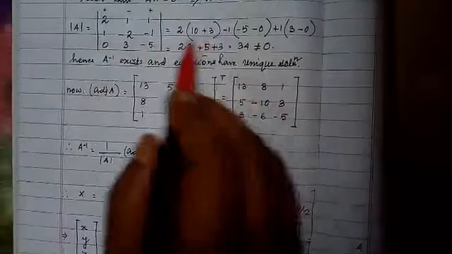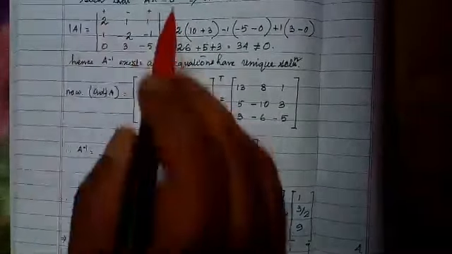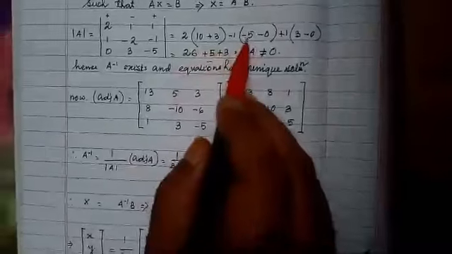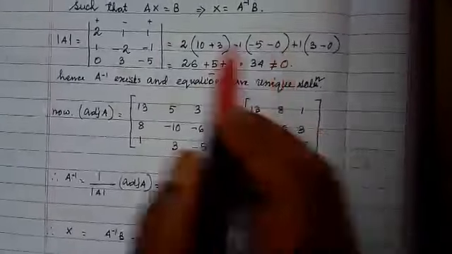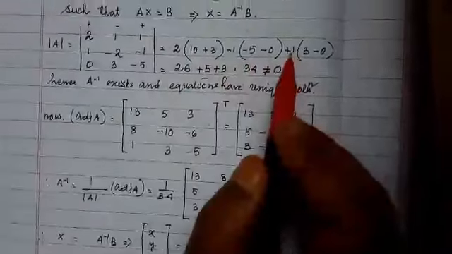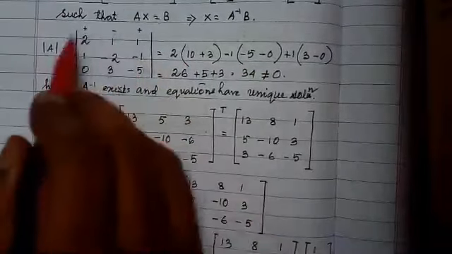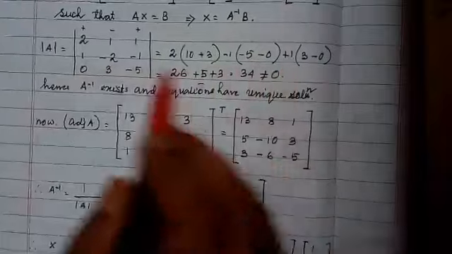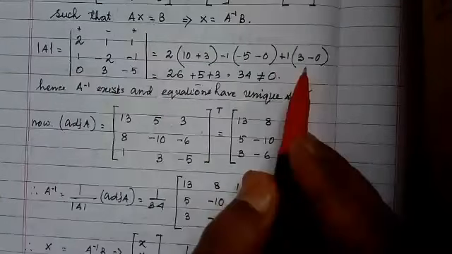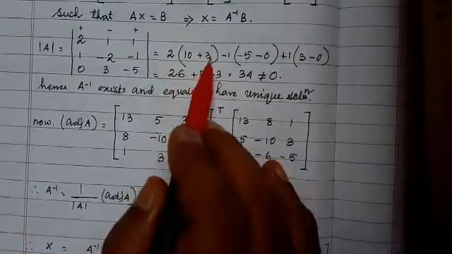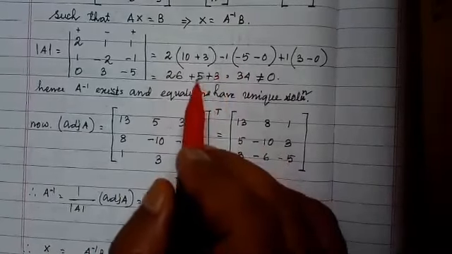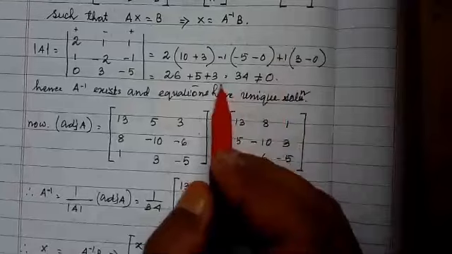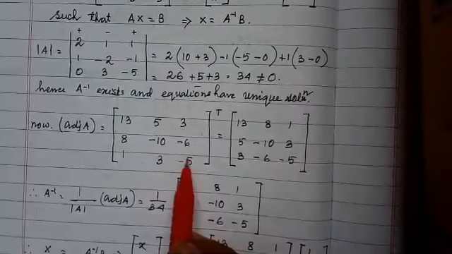Now minus 1 into, leave this column, leave this row. So 1 into minus 5, minus 5, minus 1 into 0, so minus 0. Then plus 1, 1, leave this column, leave this row. So 3 into 1, 3, minus 2 into 0, 0. So we get 10 plus 3, 13, 13 into 2, 26. Minus 5 into minus 1 plus 5, 3 into 1, 3, that is 34, not equal to 0.